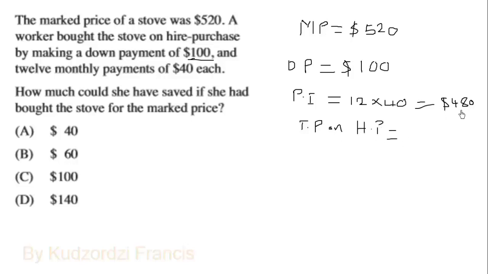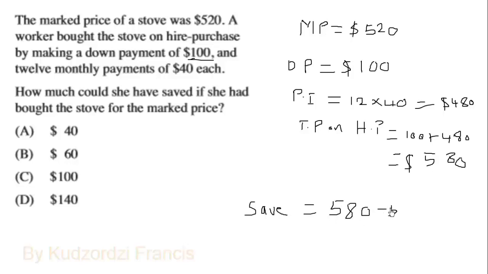So the total payment made on hire purchase is 480 plus 100, which will be equal to 580. If he had paid instantly, he would have paid 520. So that would have been the savings. You would have saved the amount that he paid right now minus the amount he's supposed to pay instantly. So 580 minus 520 will be equal to $60. So you would have saved $60.